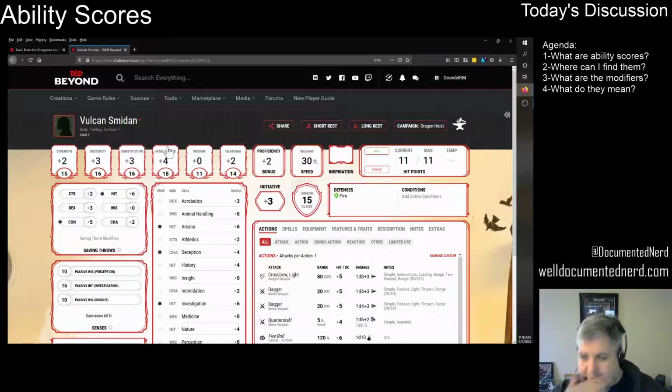Intelligence. This is how smart and analytical you are. Intellectual, analytical. I combine those two. Isn't that great? Intelligence determines how good you are at problem solving, analytical thinking, that type of thing. This is important for classes like wizards, in the sense that they draw their magic from intelligence. Same with, in this character, an artificer.